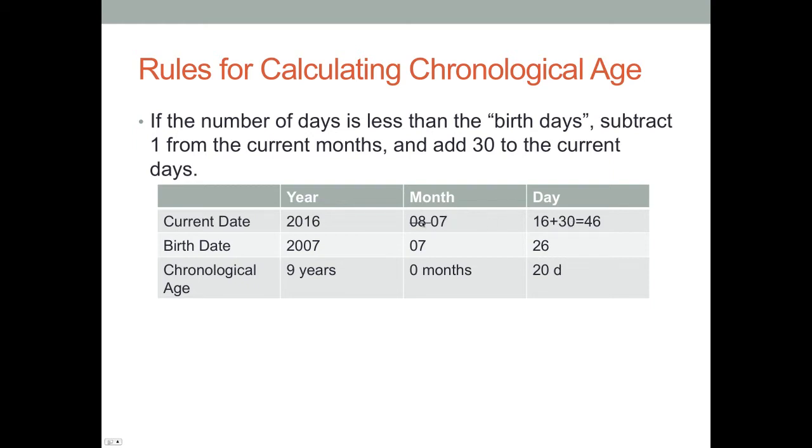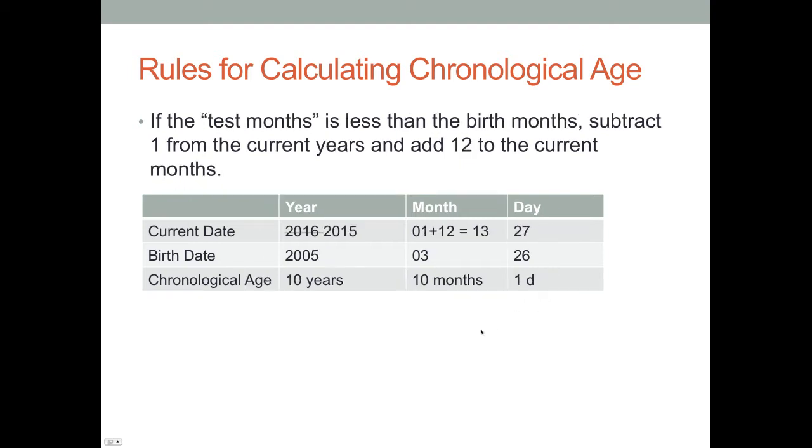So we cross out the August, make this 7 months, July. We add 30 days here to make this 46, and then we can subtract 26 from 46, and we get 20 days old. Now coming here, there's 0 months, and subtracting 2007 from 2016, this is a 9-year-old who's 9 years and 20 days old.